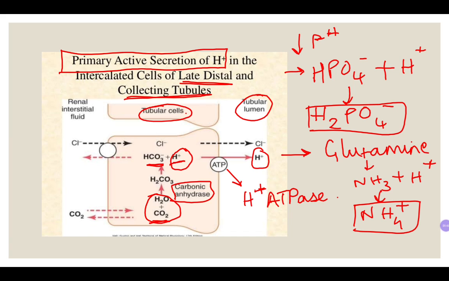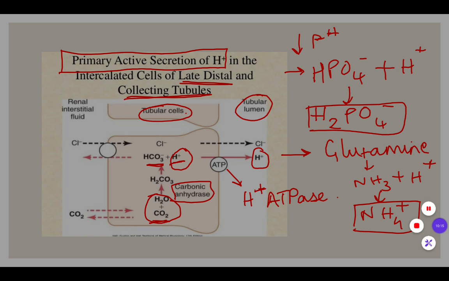So what we have learned is that there are two sites, that is your PCT and your late DCT or the collecting tubules. In the PCT there's a reabsorption of the bicarbonate ions which are filtered from the glomerulus, and in the late distal tubule and the collecting tubules there's active secretion of H plus ions, active because you're using a H plus ATPase. So that is how your acid is being eliminated or neutralized in your plasma.